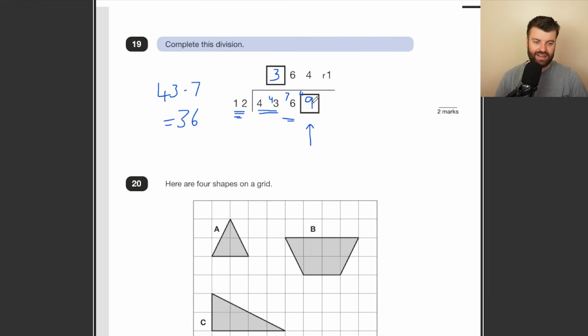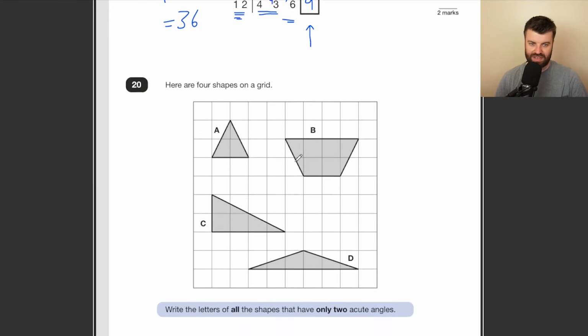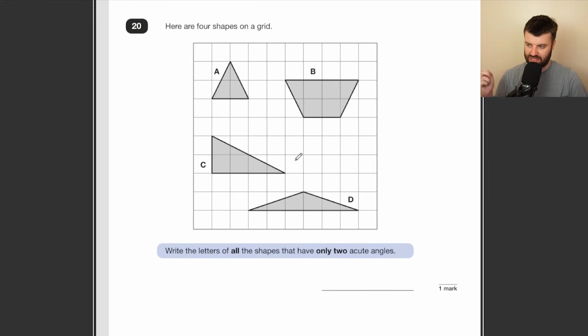12s into 49 go 4 times with 1 left over. That's where the remainder comes from. Love that question. Very interesting take on short division to make it a problem.